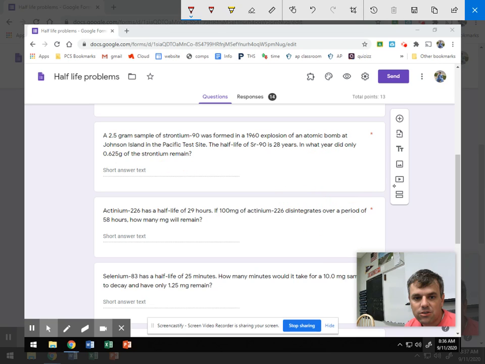If we look at the next one, actinium-227 has a half-life of 29 hours. If 100 milligrams decays over 58 hours, how much would remain? So after 29 hours, we're down to 50. After another 29 hours, or 58 hours, we're down to half of that, or 25. So the answer would be 25 milligrams.